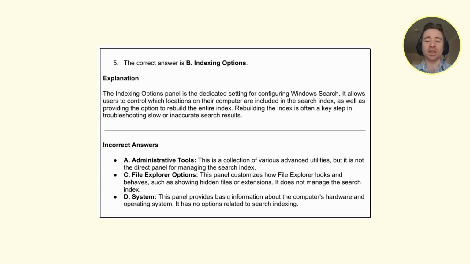So if you want to change how your Windows device searches, you're going to be doing that in indexing options. Hopefully we got that one right. Might have got that confused with file explorer options. This panel customizes how file explorer looks and behaves, but indexing options specifically is relating to the search and how it searches. Okay. That's the distinctive feature there.